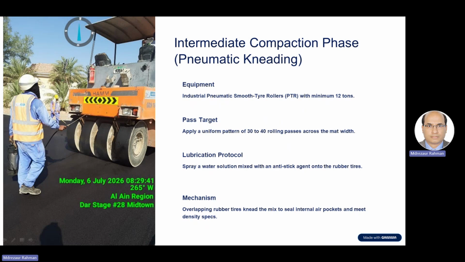At site, how is it done? 25. Good. And pass target, every area when rolling, should be around 30 to 40 passes until it comes to full compaction.